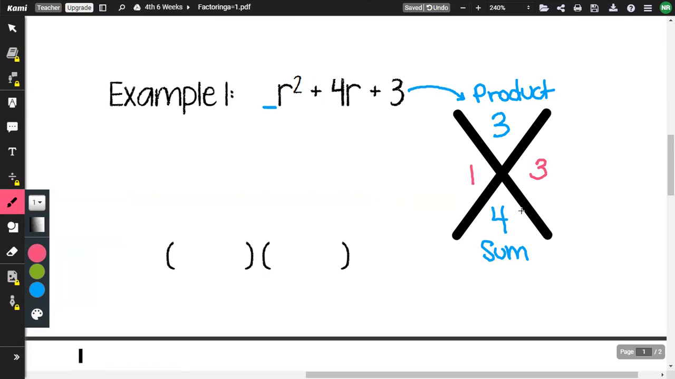No, never. Why would we say that? So 1 times 3 is 3. 1 plus 3 is 4. Both of those numbers are positives.